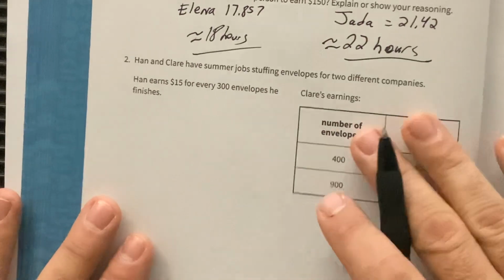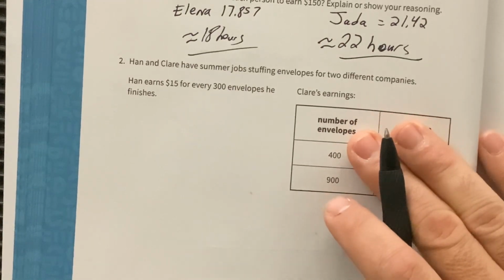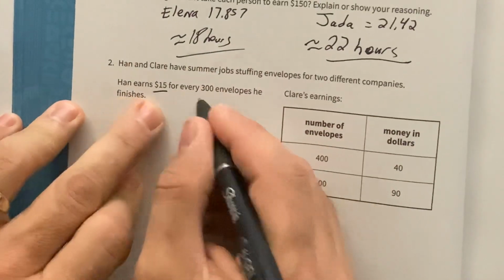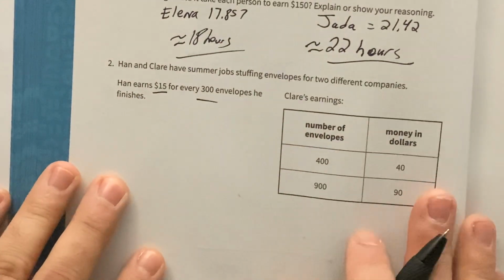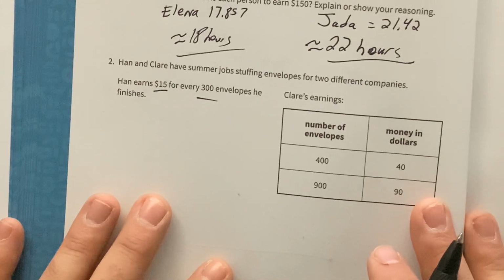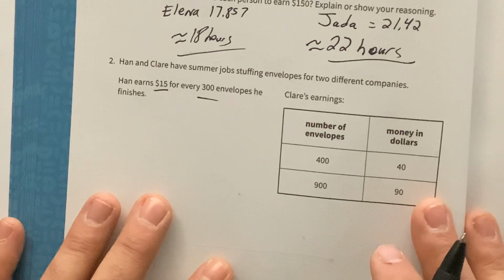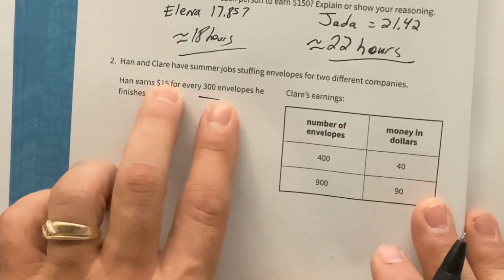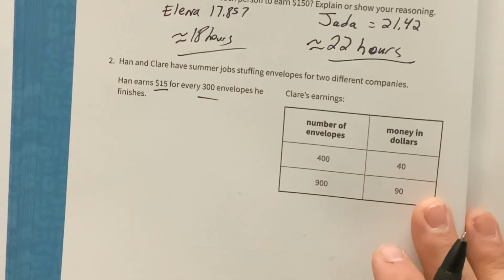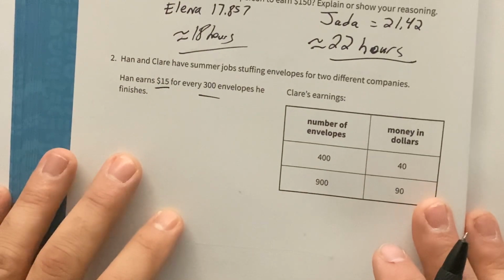Han and Claire have summer jobs stuffing envelopes, 2 different companies. Han earns 15 bucks for every 300 envelopes. Can you tell me how much Han makes per envelope, please? No, I'm looking at Han here first.